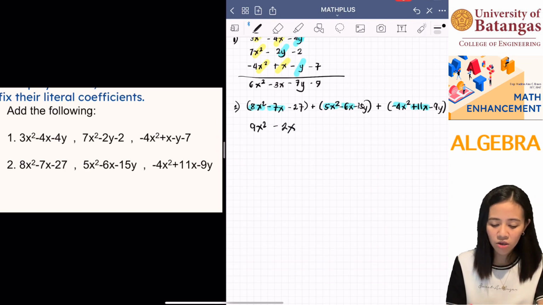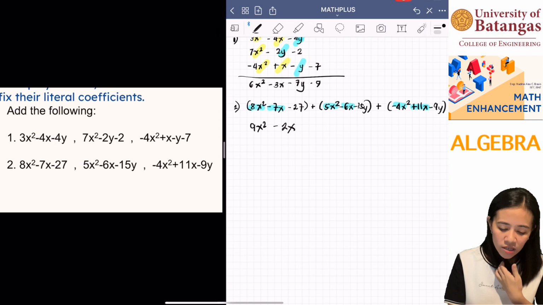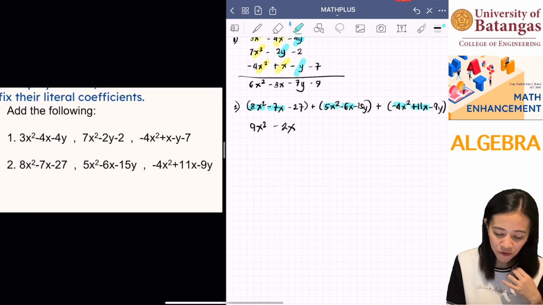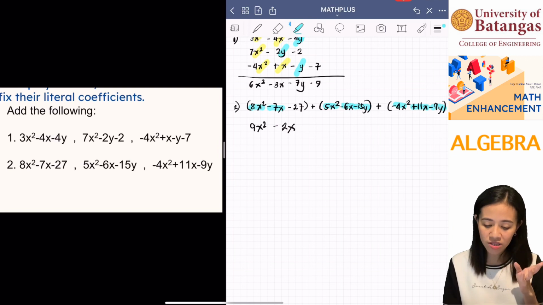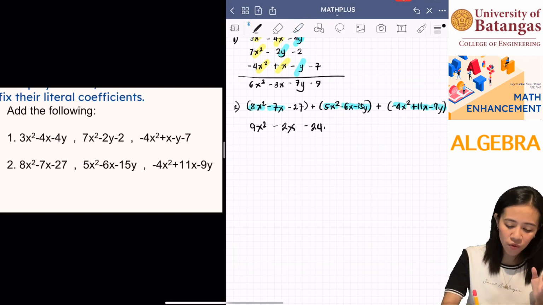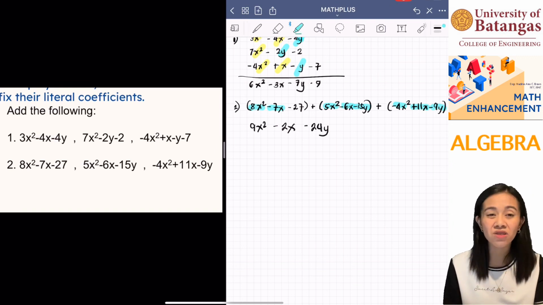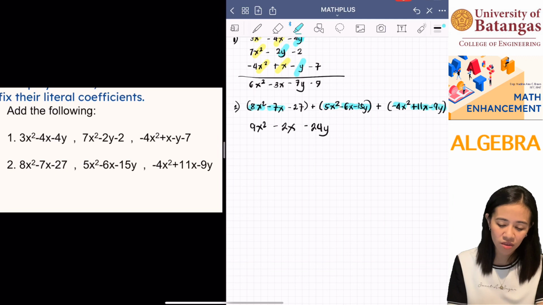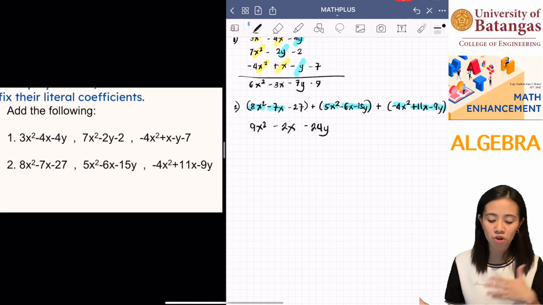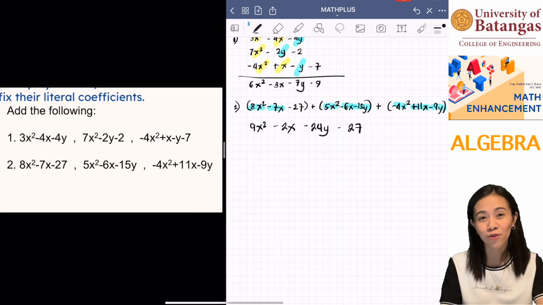And then lastly, meron pala tayong y term. So, puntahan natin yung y terms natin. You have negative 15y, and then you have negative 9y. So, all in all, that's negative 24. So, we write here minus 24y, and then the remaining ones are just constants, pero isang term na lang yun, which is 27, di ba? So, we simply copy this kasi wala naman tayong isasama or isusubtract sa kanya. So, you get negative 27. And that would be our answer for number 2.